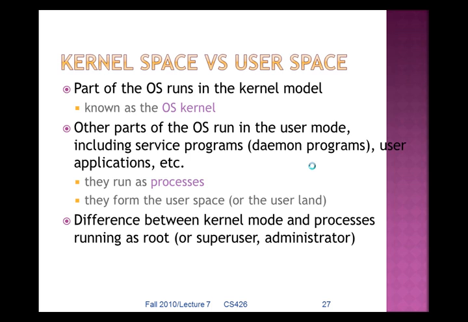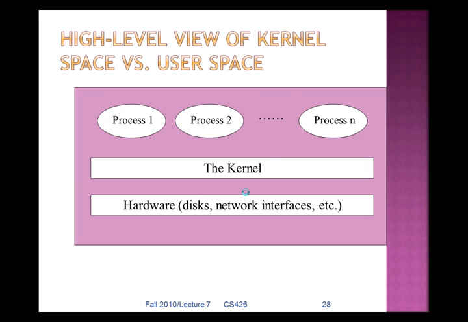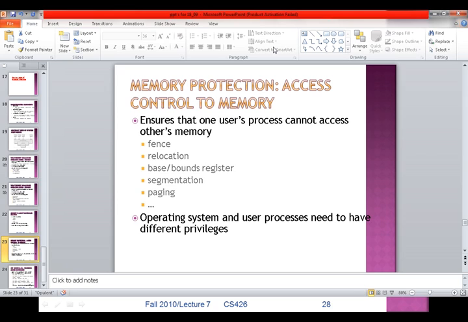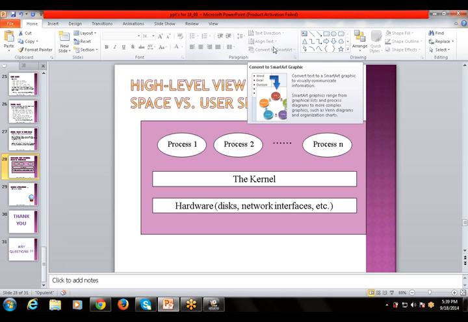A normal user cannot change the settings of the computer. The main reason is that if everyone could change the settings, then how would the system survive? So it is very important to make two accounts: the administrator or super user who has full authority, and the normal user who is only using the system. This is a higher level view of kernel space versus user space.